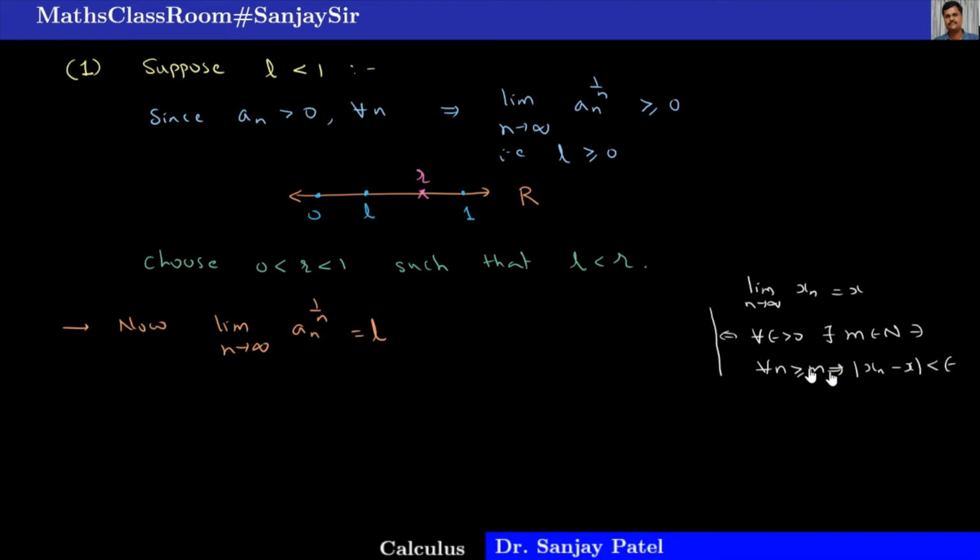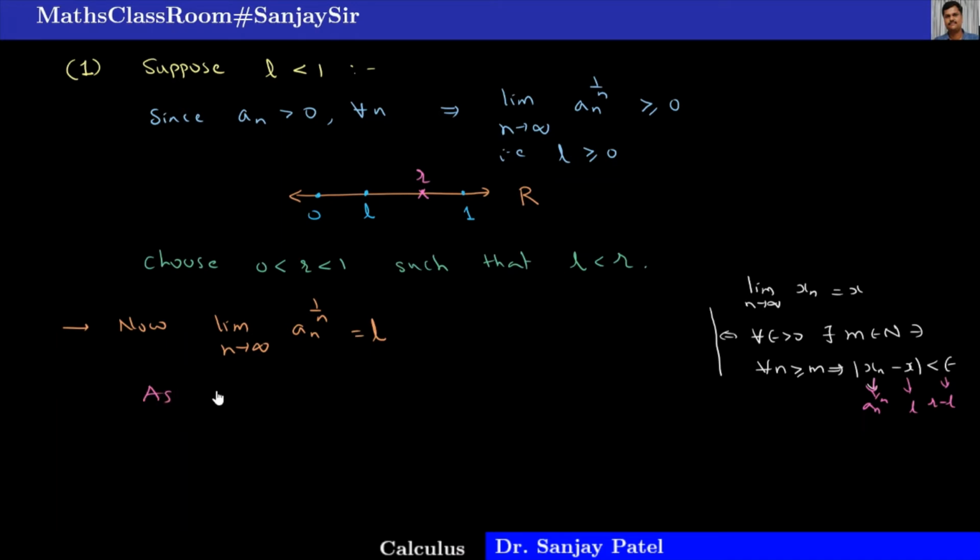This is our definition of limit of a sequence, and we want to apply it for this limit of the sequence an raised to 1 upon n. So here our xn is an raised to 1 upon n, and x is the limit L. And now L is less than r, so r minus L is greater than 0, and that positive number I want to take as epsilon. So I will take epsilon is equal to r minus L. So let us begin by that.